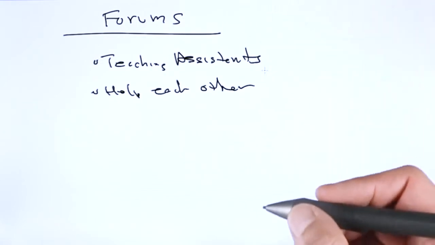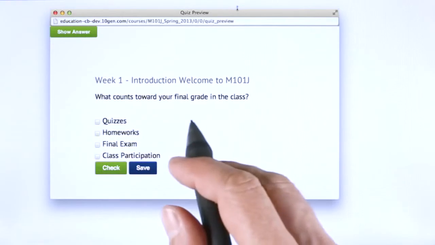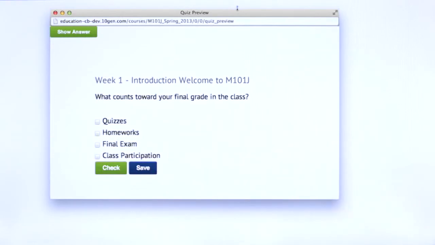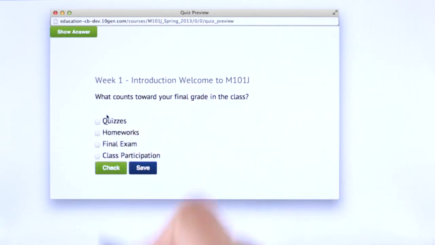So let's have our first quiz. So the first quiz is, what counts toward your final grade in m101j? Quizzes, homeworks, final exam, or class participation? Check all that apply.